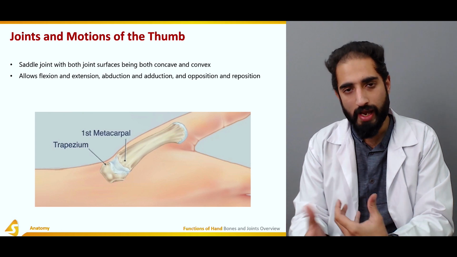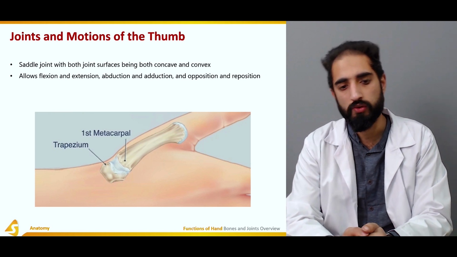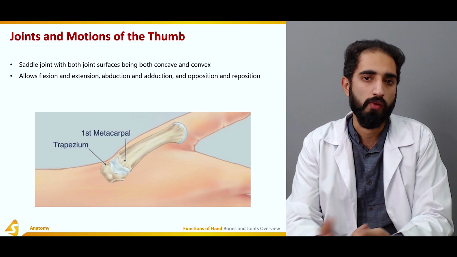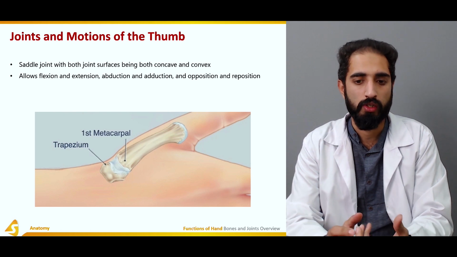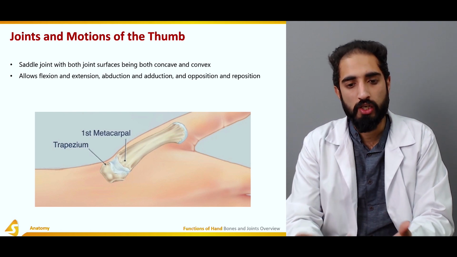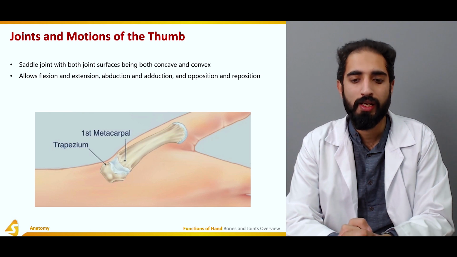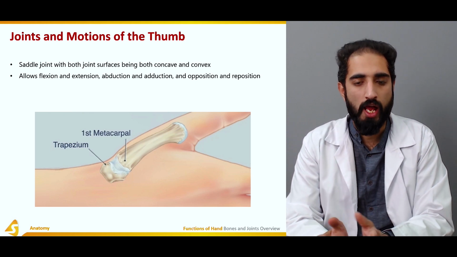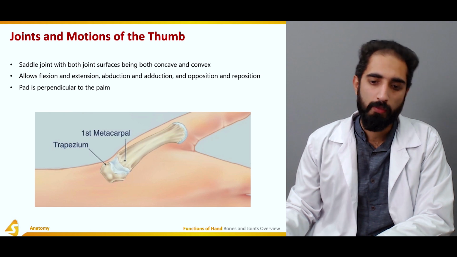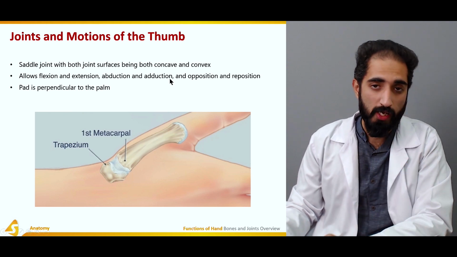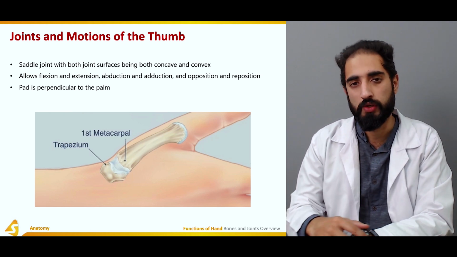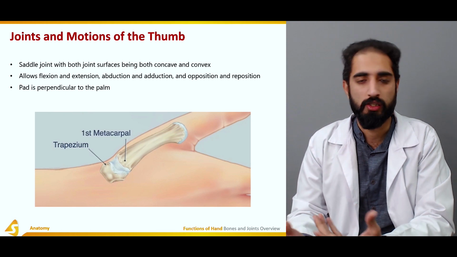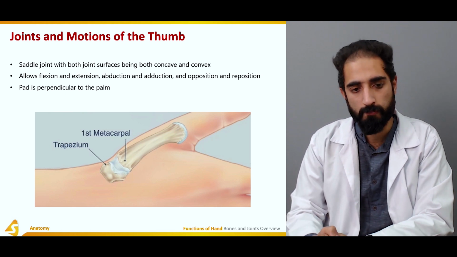But it also has another movement which cannot actually be categorized as an individual movement, but is a combination of flexion, extension, and abduction, adduction, and that is known as opposition and reposition. But if we consider opposition and reposition as an independent movement, we can say that it has 3 degrees of freedom, but that is a debate in terms of different textbooks.